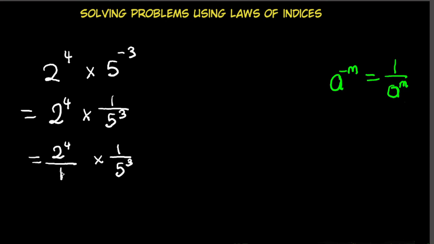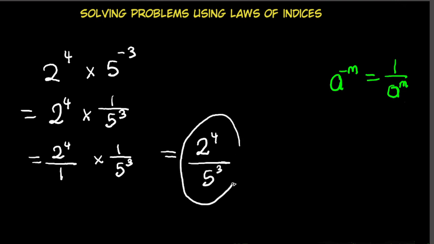When I put this over 1, it is the exact same thing as 2 to the 4th. It's just easier to put it in a fraction so that everybody can see how we're multiplying. So 2 to the 4th times 1 is 2 to the 4th. And 1 times 5 to the third power is 5 to the third power. And that is our final answer.